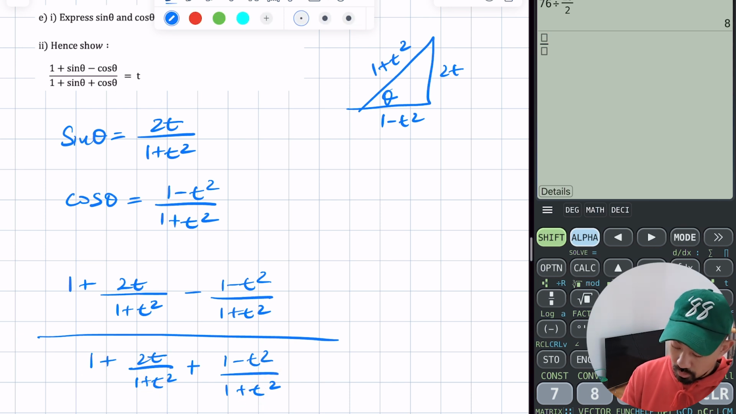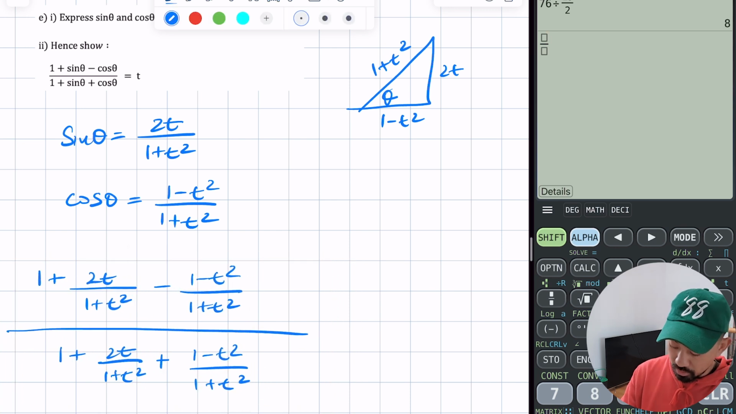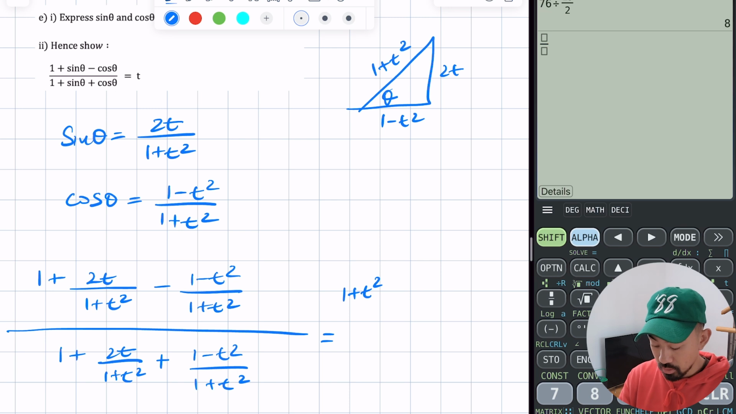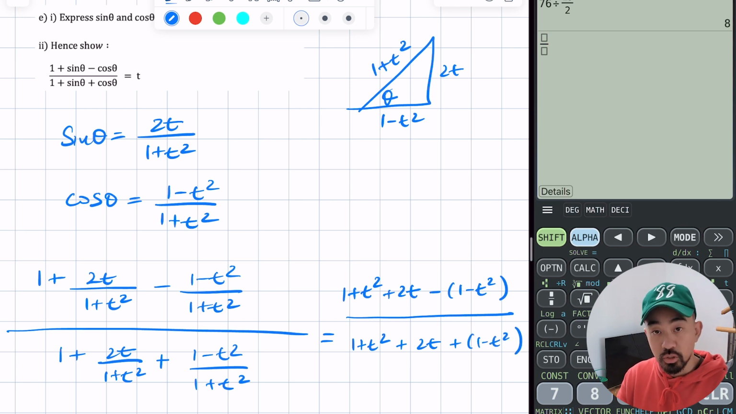So I'll just do it on the right-hand side. This is what we're going to have, right? Timesing everything by 1 plus t squared, that's times 1, plus 2t, minus 1 minus t squared, so put in the brackets, over 1 plus t squared, plus 2t, plus 1 minus t squared. Okay, so I've just multiplied every single term on top and bottom by 1 plus t squared.